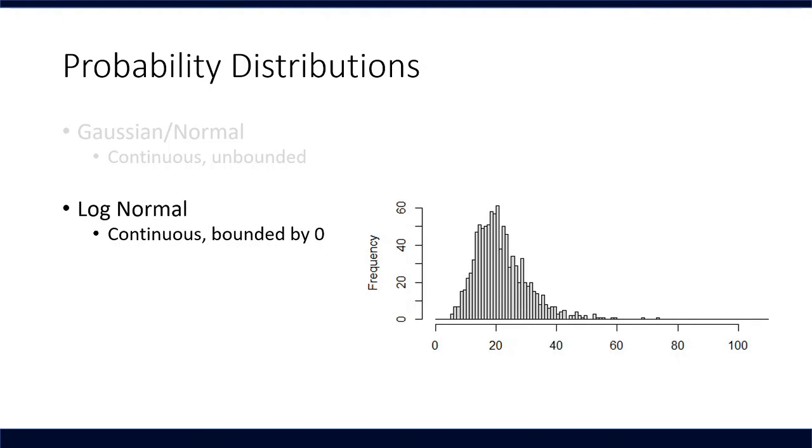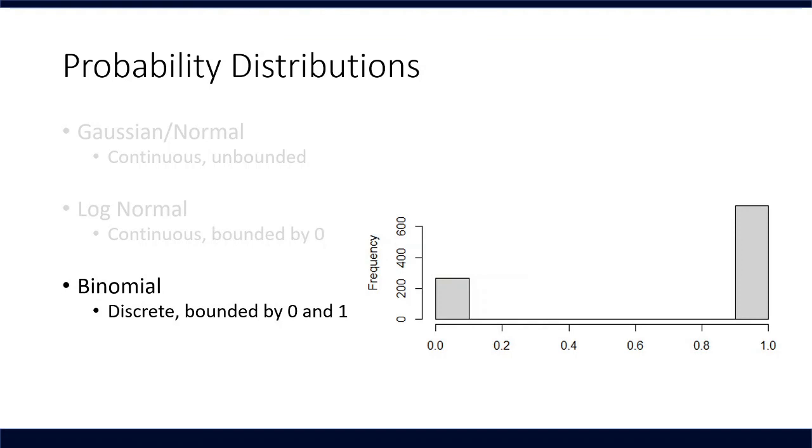In a log normal distribution, the data that it can take are continuous. It can be decimal places, but they're bounded by 0. That's what separates it from a straight-up normal or Gaussian distribution. Now, you can only have positive values, so this is a good distribution to model measurements, for example, where you can have only positive data but continuous.